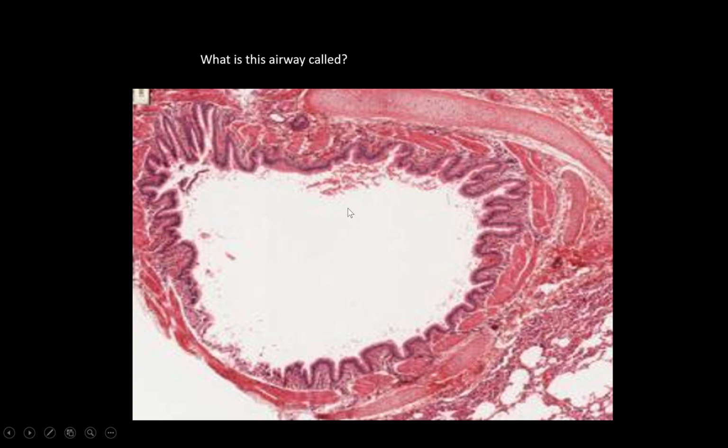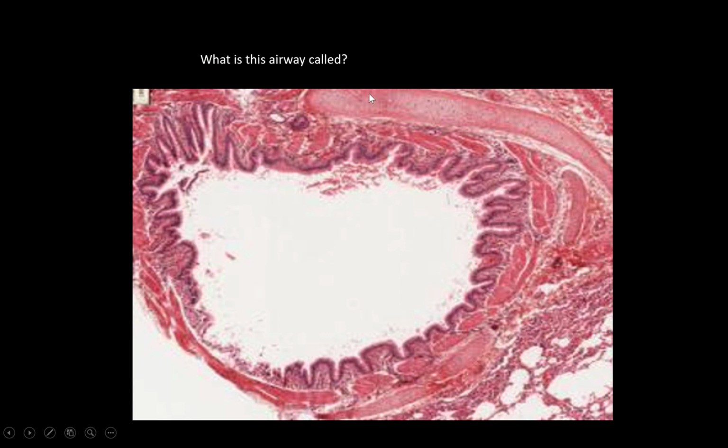Okay. So more on respiratory epithelium. What is this airway called? So this is an airway in the respiratory system. Hopefully you can see there's all this respiratory epithelium lining the inside, but the big hint on telling you what the name of this airway is are these right here. Okay, so try and guess what these are right here.